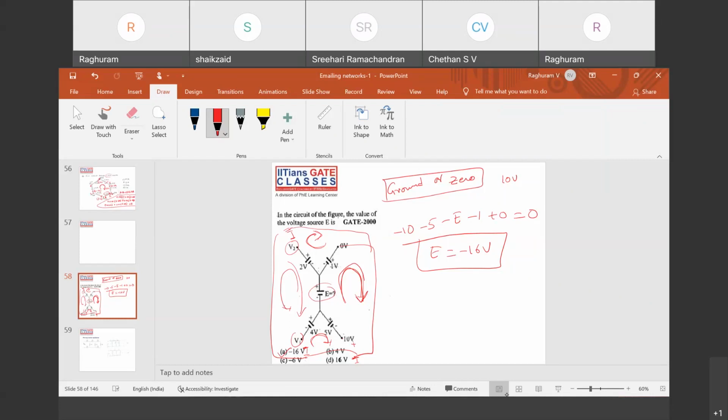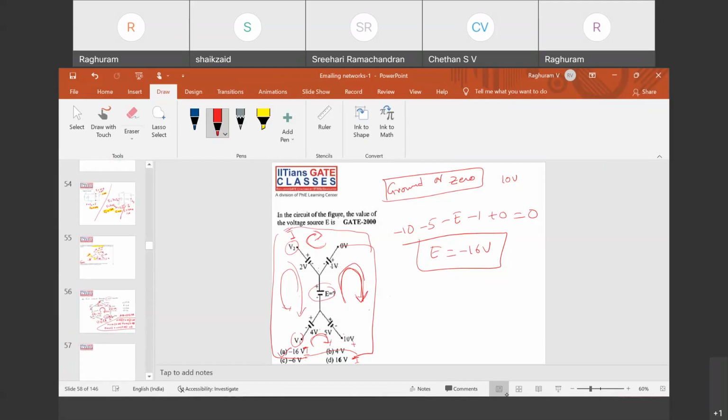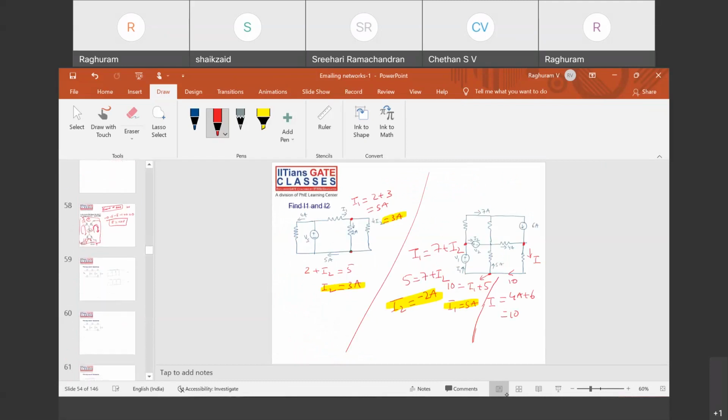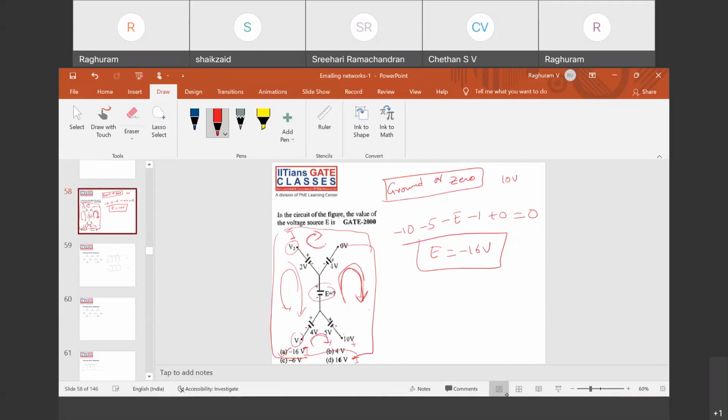You should be thorough. You should know how to write the KVL equations and KCL equations. It is as simple as that, because for some questions one can directly see the answer. For example, this question or the other KCL questions. You can directly look at these questions and tell the answers, right? This is how you have to prepare yourself.